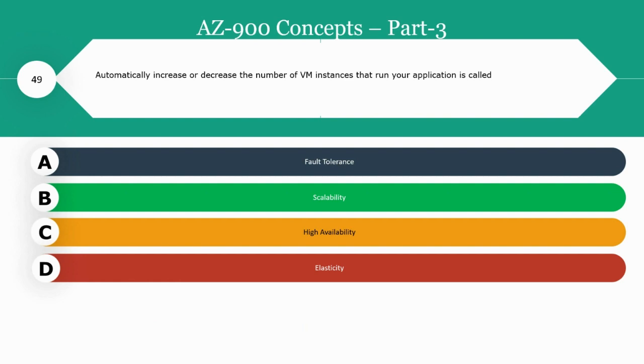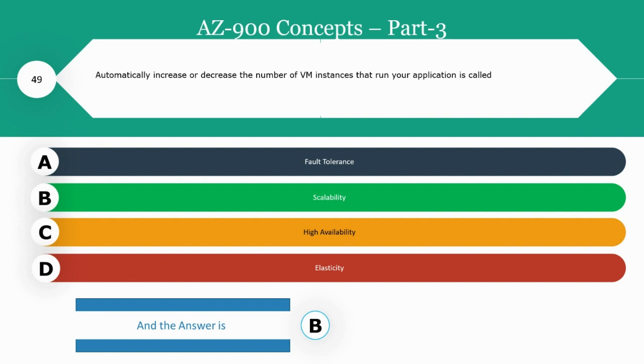Automatically increase or decrease the number of VM instances, which means we have an abundance of VM instances available in the managed instance group, increasing the number for your landscape requirement or decreasing it. That we call the auto scaling, that is option B.